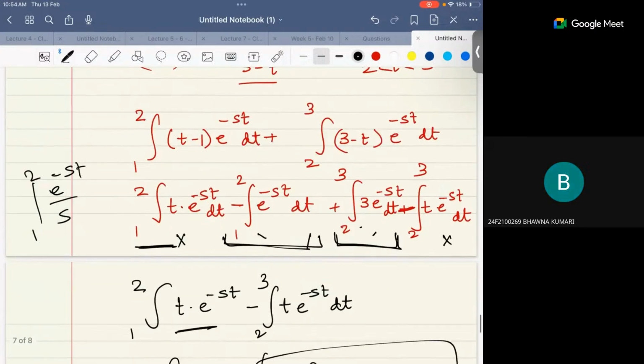Right? Sir, can't we use that method which was told by Professor Bobby in a lecture, where he put the same question t e to the power minus st with limit 0 minus to infinity? He said it is a derivative of minus d by ds of e to the power minus st. So he put that in the equation and solved from 0 minus to infinity. I also did the same method, but we changed the limit like 2 to 3 and 1 to 2. Okay, you are saying this method. Yes sir.